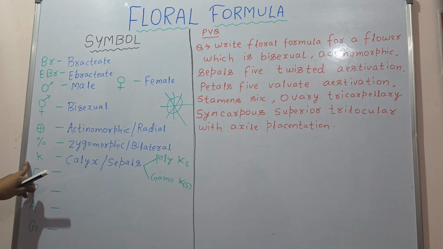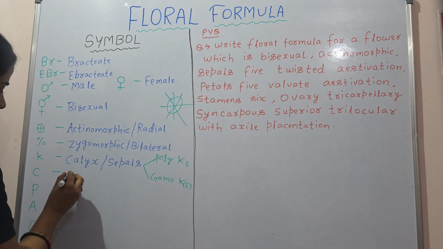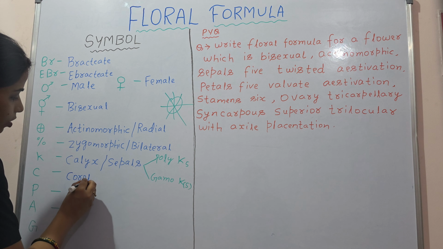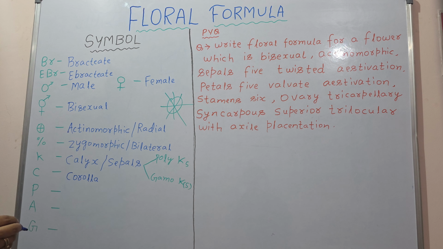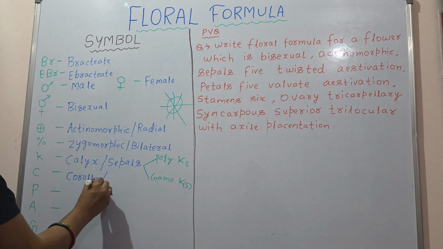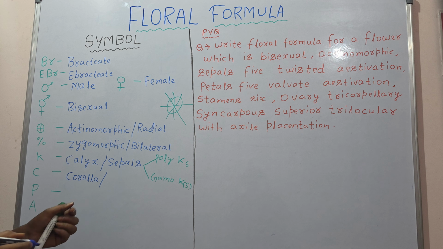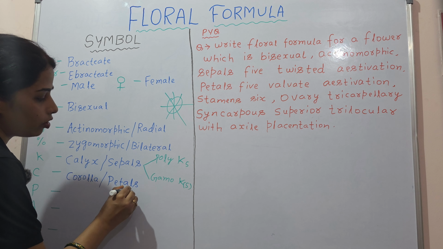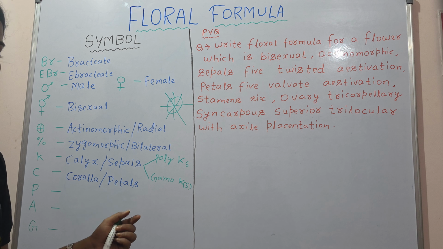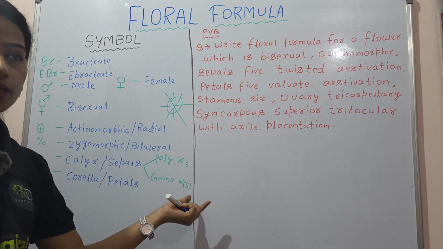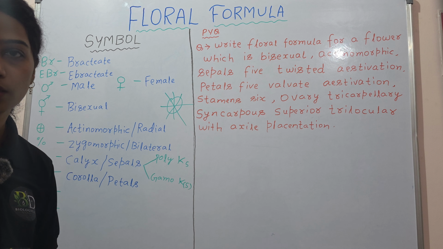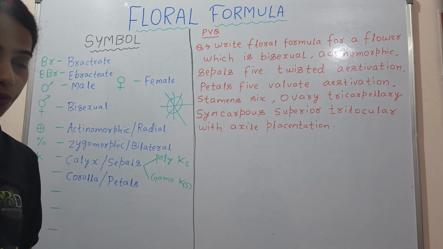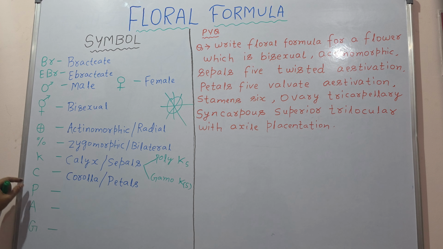So calyx, you understood the sepals, how to represent? K, capital K. C represents the corolla. Corolla is the colorful part of the flower, and the unit of corolla is petals. So here also the same condition, poly or gamo. If it is poly, then without bracket. If it is gamo, then with bracket. Understood? United or free.